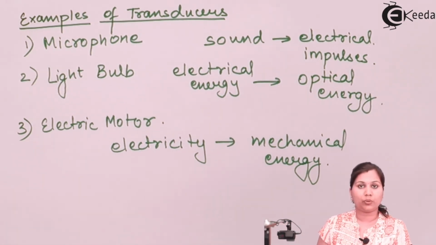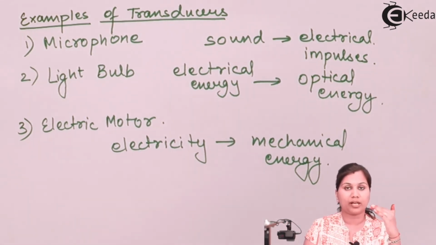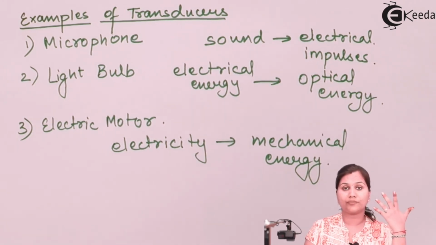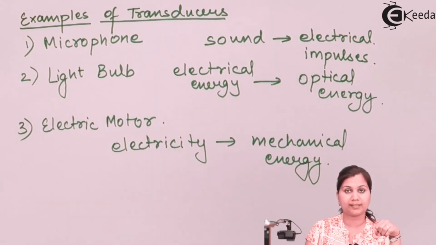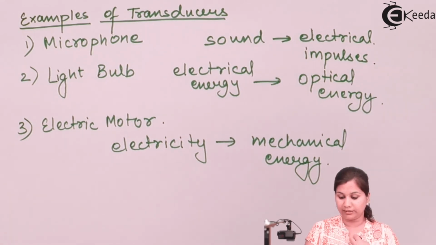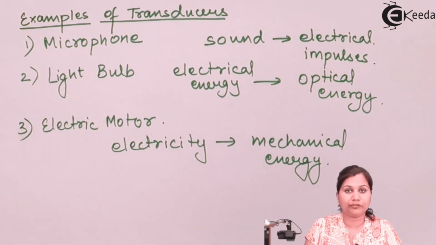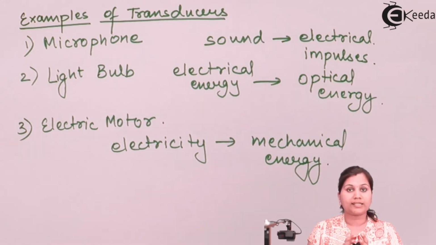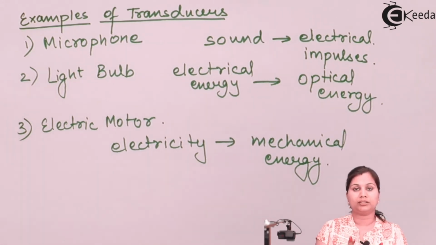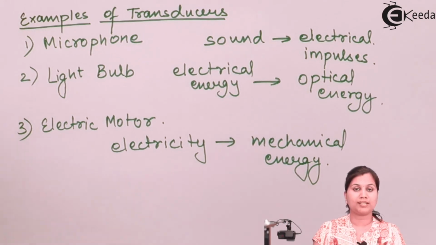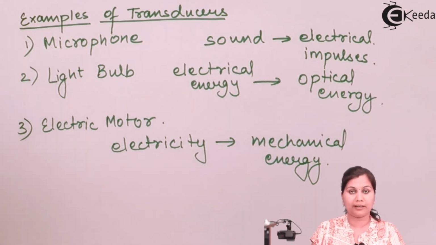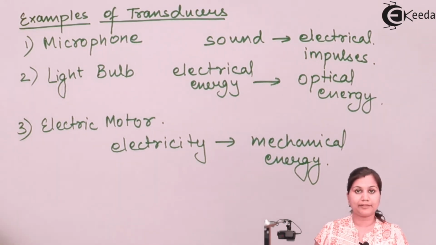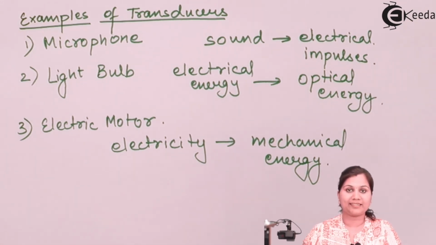So in this video we studied what a transducer is, why there is a need for transducers in the measurement system, and what need led to the development of transducers. Then we saw the block diagram and the two components of the transducer, the sensing element and the transduction element. Then we saw some examples of transducers. So I hope that this topic is now clear to you.